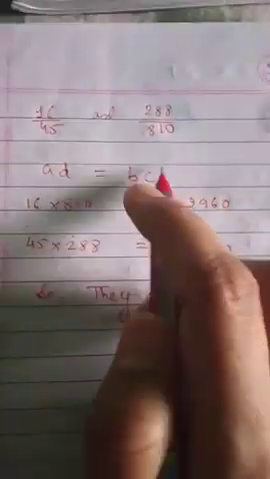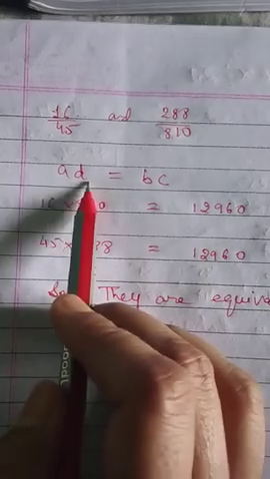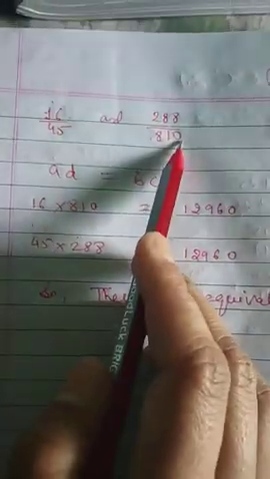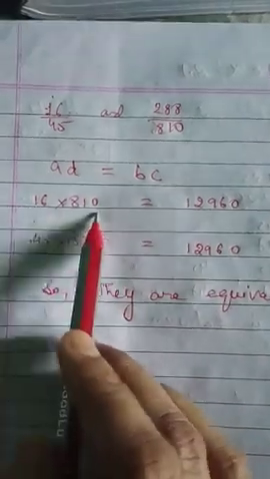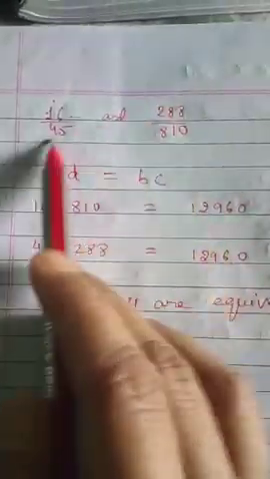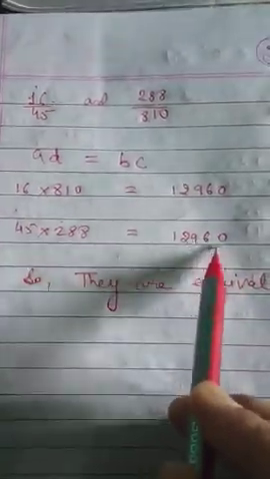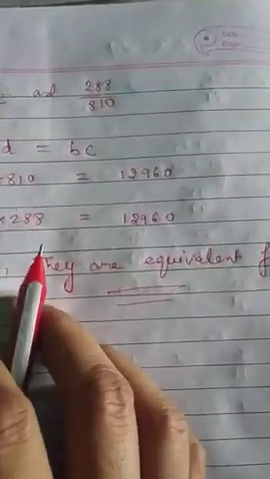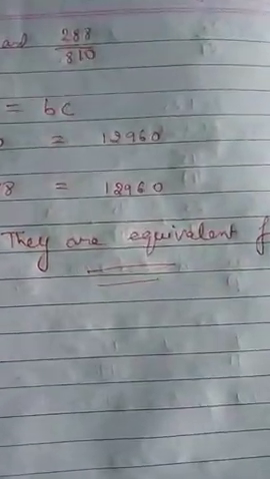So question number 9 you have to solve like this. A into D is equal to B into C. Means this into this is equal to this into this. You can see this into this, 12960 will come, and if you multiply this, we will also get 12960. Both are the same, so they are equivalent fractions. Got it? So complete this exercise.